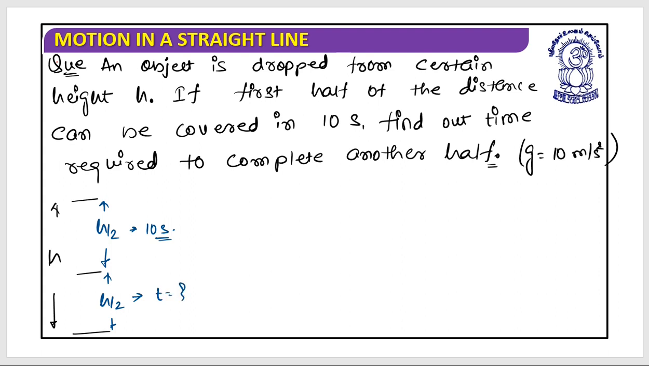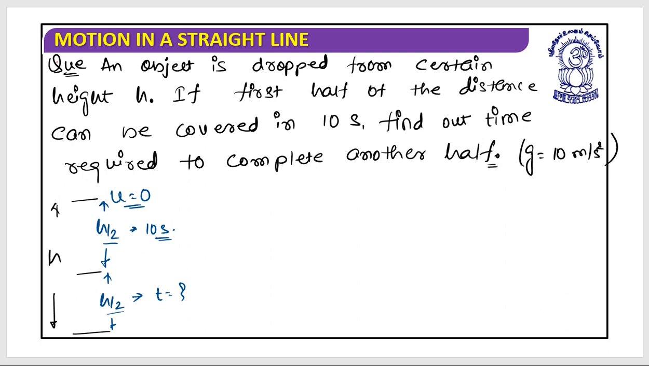So what you can do is, look at this. It's u equals to 0. Acceleration equals to g, that means it is constant. And these two distances are same, they are h by 2, h by 2. So you can use the trick that we have used in the previous question, and the things can be done.